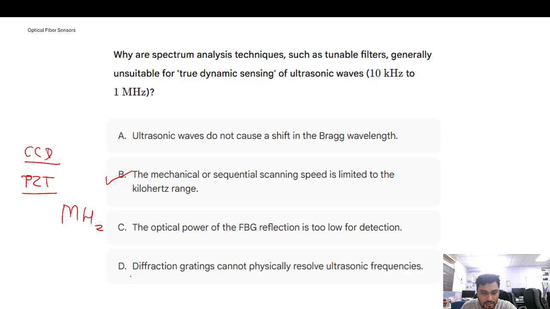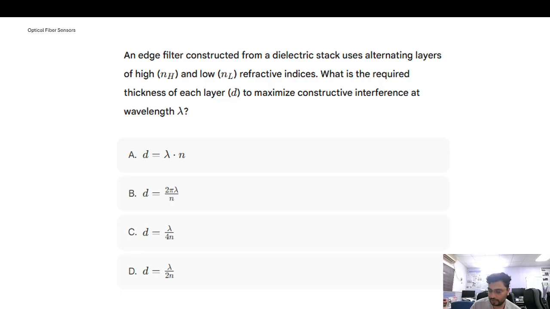And the second thing you are saying, the D, why is it not so? Because diffraction gratings cannot physically resolve ultrasonic frequency. No, diffraction grating deals with the wavelength, not with the frequency. So the perturbation is a temporal use. The frequency of the perturbation is a temporal condition, not a spatial resolution. So lambda is the diffraction grating's concern, the wavelength. Next question.